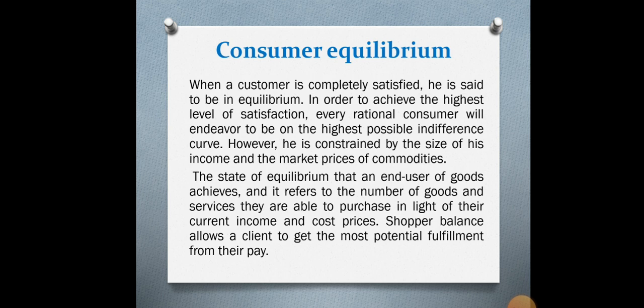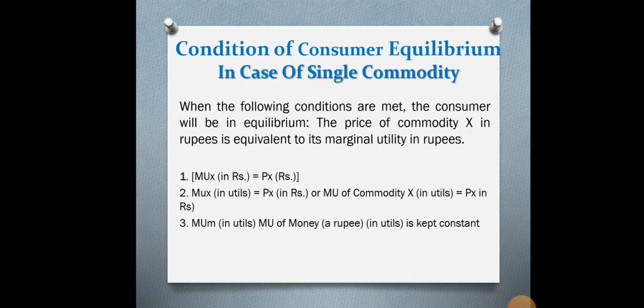Now, since he is constrained by the size of his income, he has a limited budget and the market prices of the commodities that he wants to purchase. The state of equilibrium that a consumer achieves refers to the number of goods and services they are able to purchase in light of their current income and prices. Consumer equilibrium allows a consumer to get the maximum possible satisfaction from their income, meaning the consumer will be at the point of equilibrium only if he gets the maximum satisfaction based on his purchasing ability. Whatever budget he or she is holding, they should get the maximum satisfaction out of it.